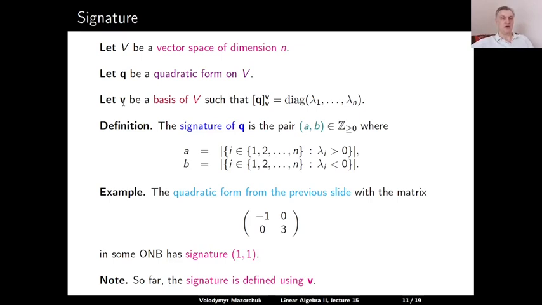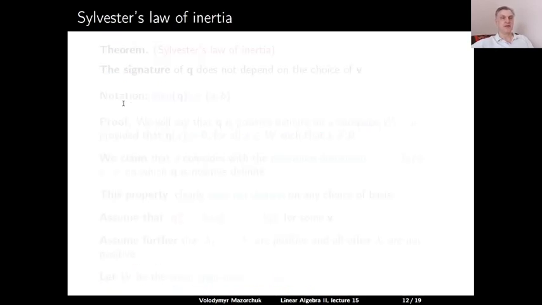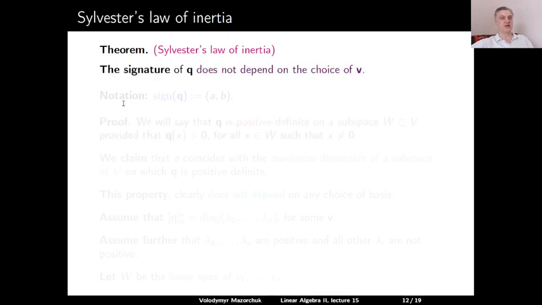However, on the next slide, we will see that indeed the signature does not depend on the choice of the basis, and this is a statement which is known as Sylvester's law of inertia. Theorem: Sylvester's law of inertia. The signature of Q does not depend on the choice of the basis V. And because of that, we can introduce the notation, so the signature of Q is defined as the pair (A, B).